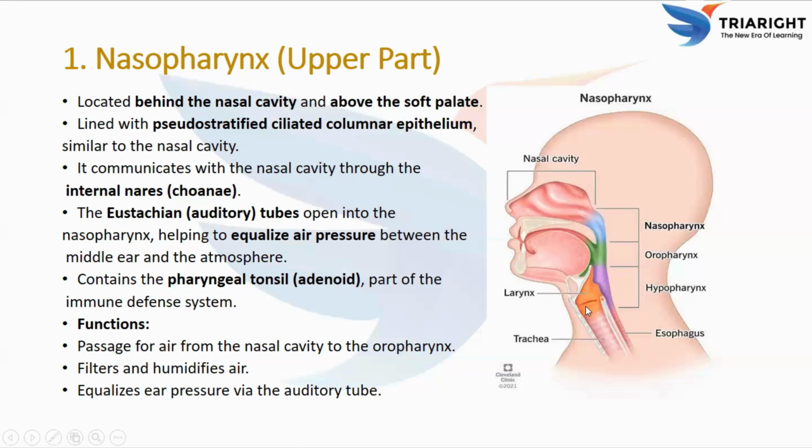So what are the other associated structures? Larynx and trachea. Larynx is also called the voice box. This produces sound and it prevents food from entering the windpipe. Whereas trachea is the windpipe that carries air into the lungs, and esophagus is a food pipe that carries food to the stomach. So in simple words, nasopharynx handles air from the nose. Oropharynx handles both air and food, whereas hypopharynx or laryngopharynx leads air to the windpipe and food to the food pipe.